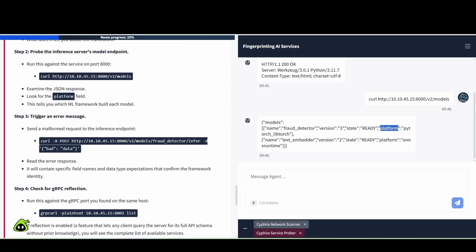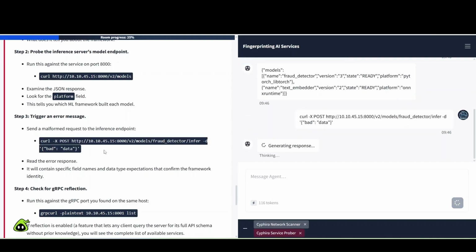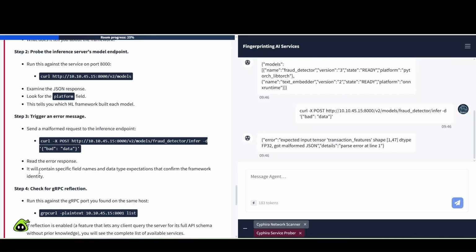Step number 3, trigger an error message. Send a malformed request to the inference endpoint here. We should get some interesting information back from that error, as we read about earlier. Read the error response. It will contain specific field names and data type expectations that confirm the framework identity. There we go. Malformed JSON details, parse error at line 1. Right there. This looks like it here, tensor. I'm assuming that's what we are supposed to be looking at there.